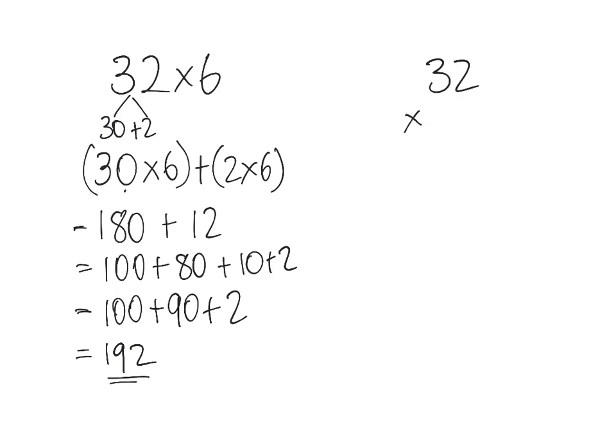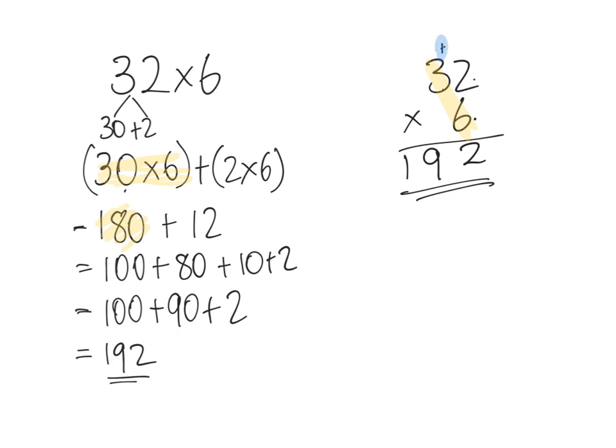32 times 6. 6 times 2 is 12. Carry the 1. 6 times 3 is 18 with the 1, and I put 19 there. So when I did, I'll get my highlighter back. When I did the 6 times 3, and I got the 18, that's actually 6 times 30, and I got the 180.